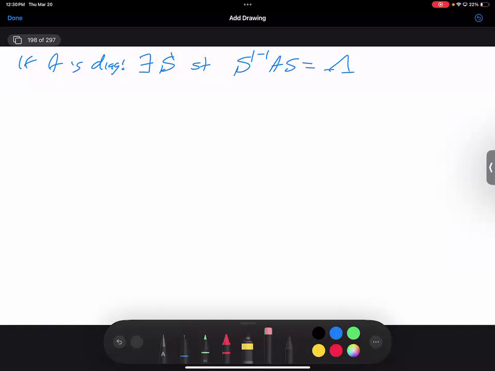So here, maybe these aren't the diagonal entries. Maybe it's just some diagonal matrix, D1, 0, 0, D2. Can we find a matrix S?